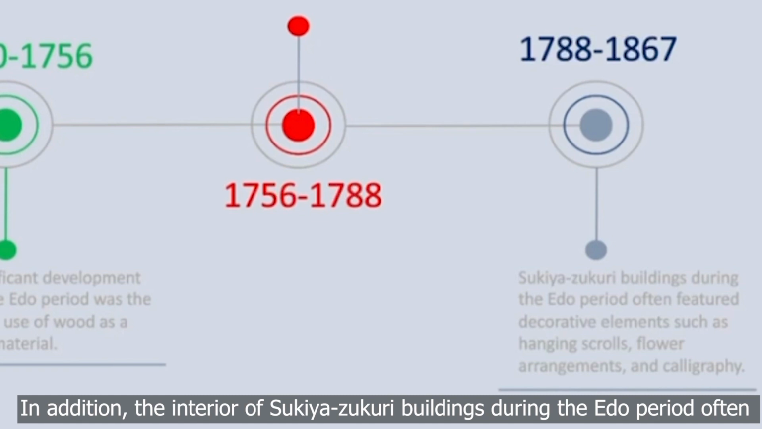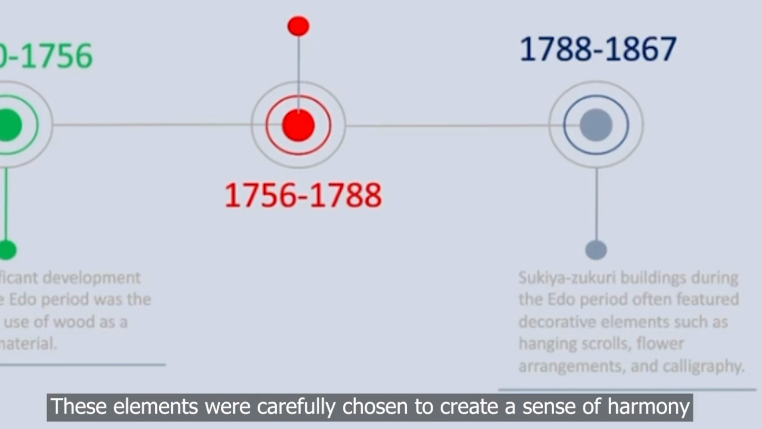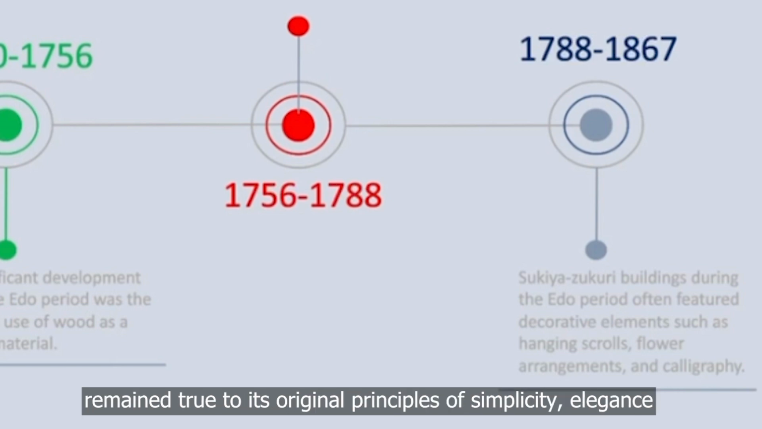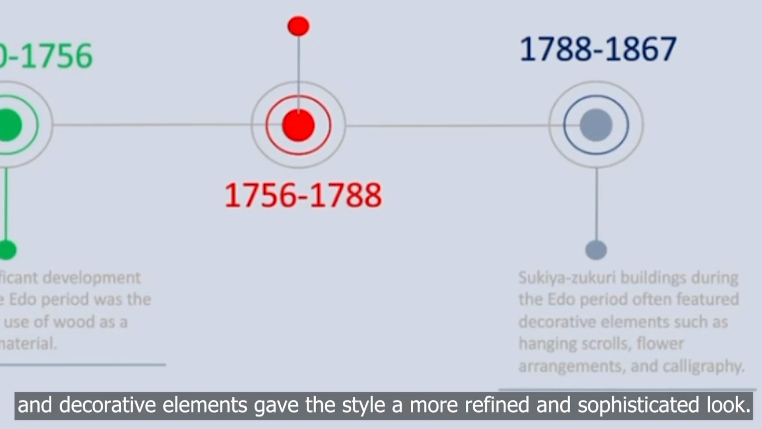In addition, the interior of sukiya-zukuri buildings during the Edo period often featured decorative elements such as hanging scrolls, flower arrangement, and calligraphy. These elements were carefully chosen to create a sense of harmony and balance within the space. Overall, the architectural style of sukiya-zukuri during the Edo period remained true to its original principles of simplicity, elegance, and the use of natural materials. However, the increased use of wood and decorative elements gave the style a more refined and sophisticated look.